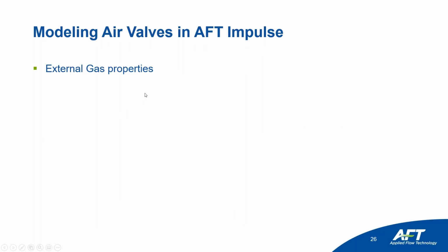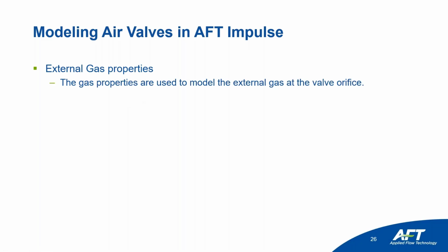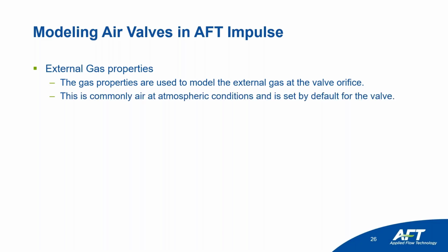External gas properties. As we saw, it's minimum information that you have to place. The gas properties are used to model the external gas at the valve orifice. This is commonly air at atmospheric condition, and it will be set by default in the valve window.